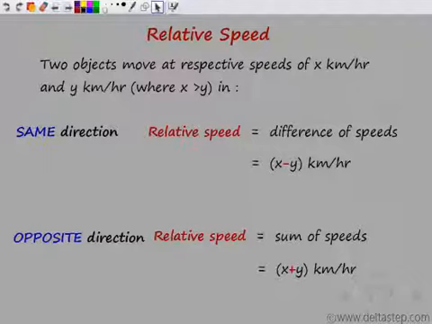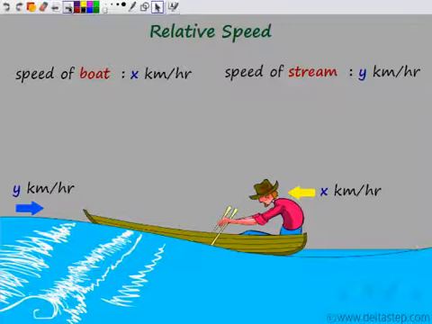So now let's carefully note these three cases. Let's say that the speed of the boat is x kilometers per hour. That is the speed of this man who is rowing this boat in still water. So the speed of the boat in still water is x kilometers per hour. Say that the speed of the stream is y kilometers per hour. Now if the person is moving against the stream, he is moving with x kilometers per hour in this direction and the speed of the stream is in the opposite direction. So both of them are moving in opposite directions.